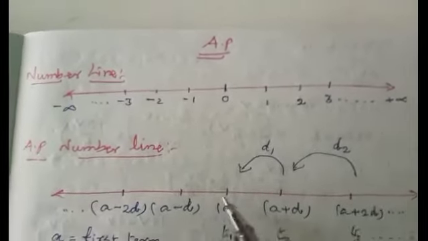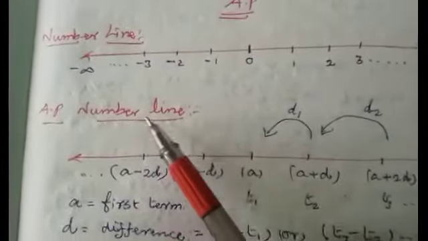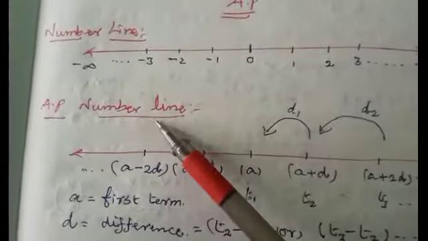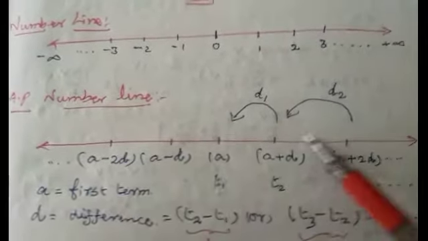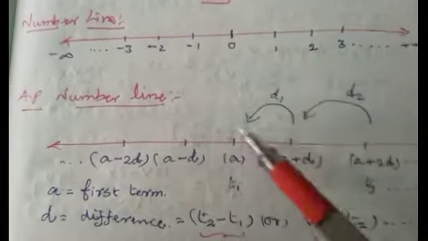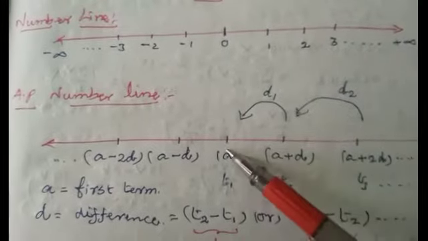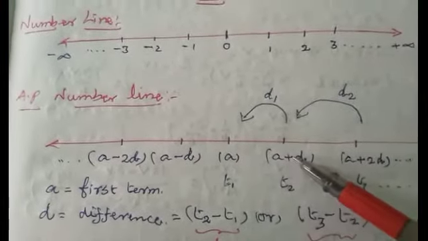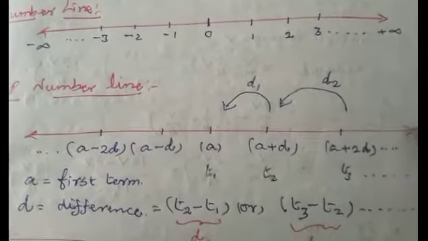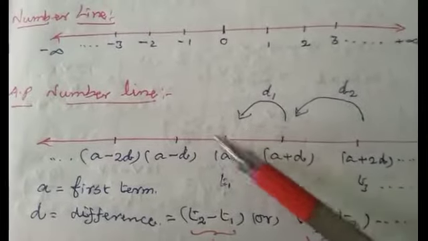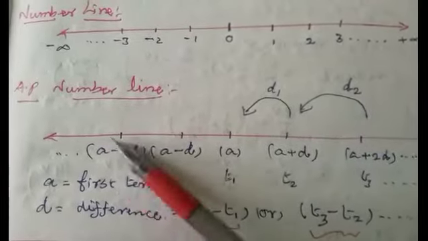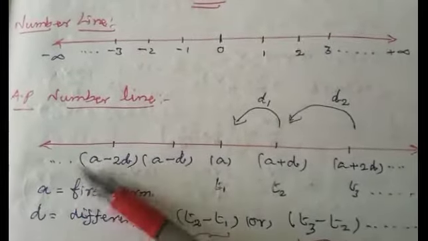Okay, now let us switch over to the arithmetic progression number line. So this is a normal number line and this is for arithmetic progression number line. For the arithmetic progression number line we have the center point as A. So the number directly opposite 0 will be A. The next number is A plus D. Okay, and the next number is A plus 2D, and the next number is A plus 3D, and so on. Similarly for the left hand side, A minus D, A minus 2D, A minus 3D, and so on.